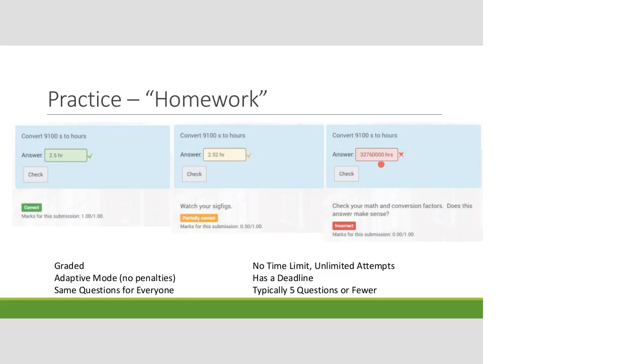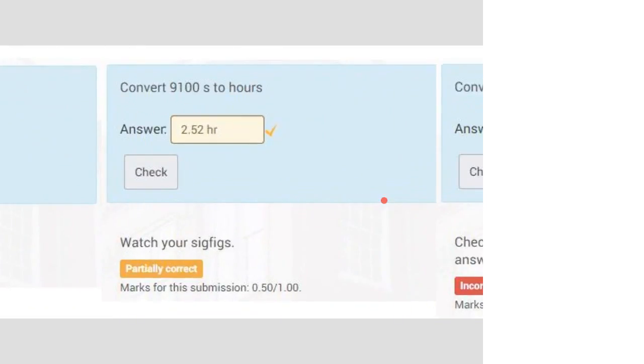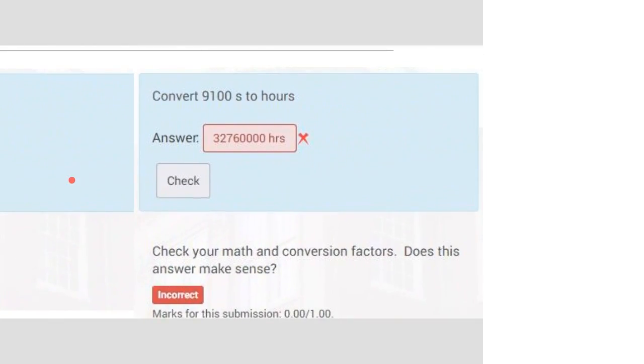Here on the end, you can see a much different answer here. If you look at this problem, let me see if I can zoom in just a little bit. Look at that answer for that problem. We can all look at that number and say, no, there are not that many hours in 9,000 seconds. That's clearly the wrong answer. And yet I have students type this in on a regular basis.